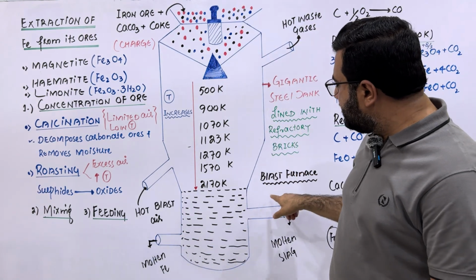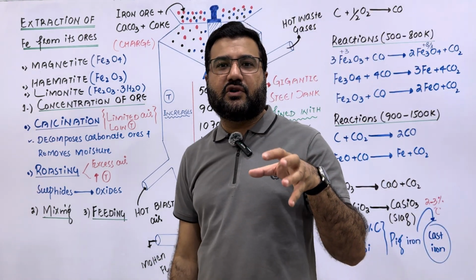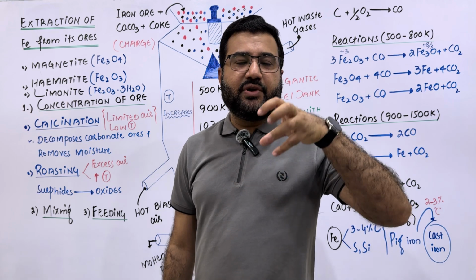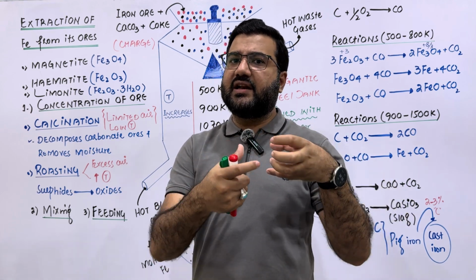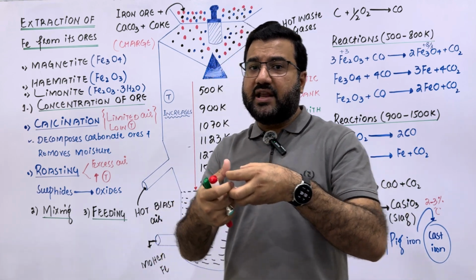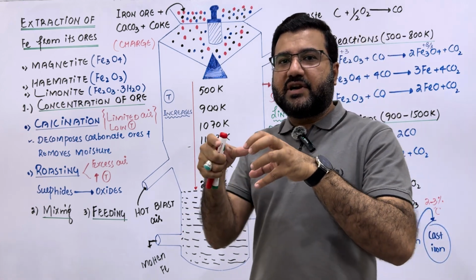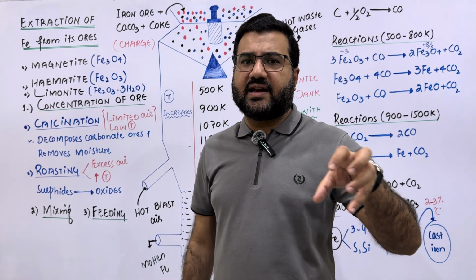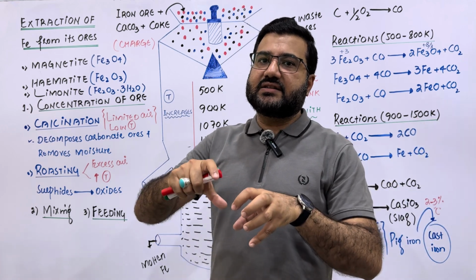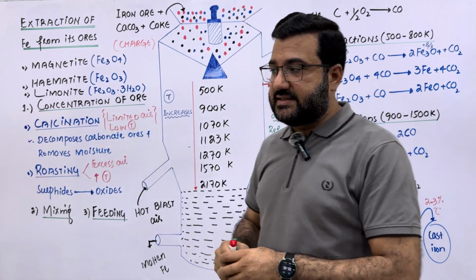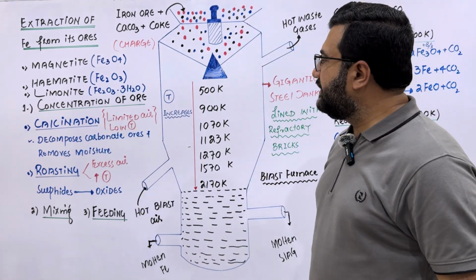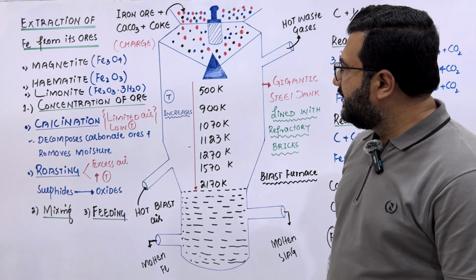And my dear students, the blast furnace is very different from the reverberatory furnace, because in the blast furnace the material to be processed is in direct contact with the fuel. But in the reverberatory furnace, the material to be processed is not in direct contact with the fuel, rather it is in contact with the combustion gases. So this is the difference between the blast furnace and the reverberatory furnace.